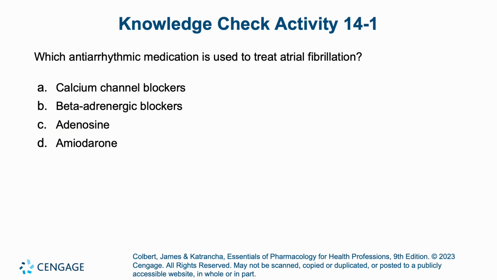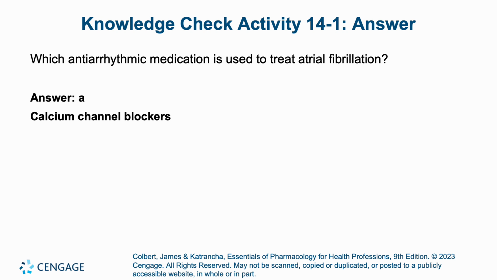Knowledge check. Which antiarrhythmic medication is used to treat atrial fibrillation? A. Calcium channel blockers. B. Beta-adrenergic blockers. C. Adenosine. D. Amiodarone. And the answer is A. Calcium channel blockers.